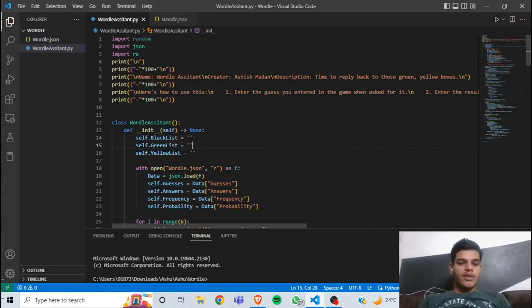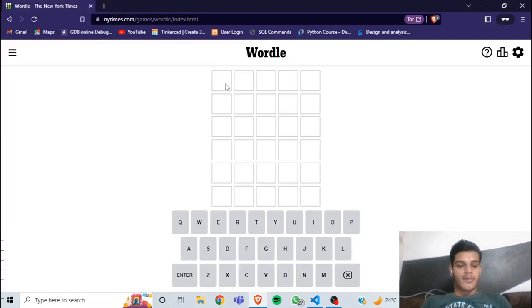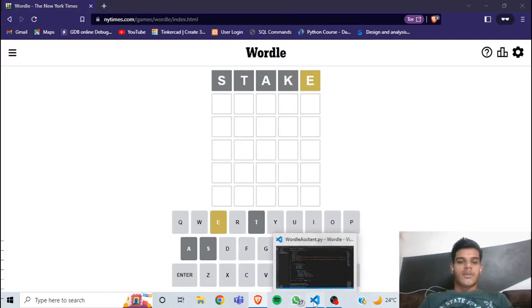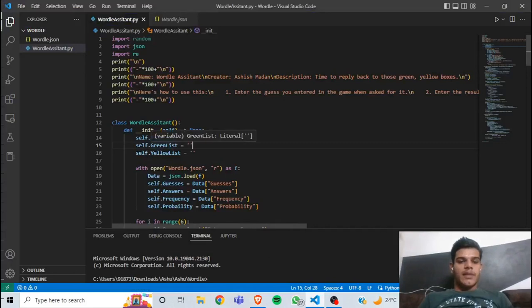In this, we have made a class Wordle assistant, and it has three lists: black list, green list, and yellow list. So if we type a word in a Wordle game, just now here, if we type a word take in it, then it gives us a format of gray, gray, gray, and yellow. So now we can choose: black means gray list, green means when a green color comes, and yellow means yellow list.